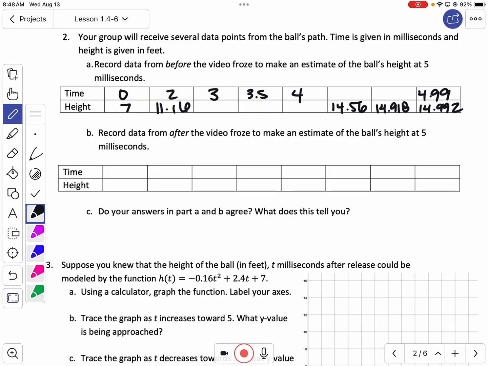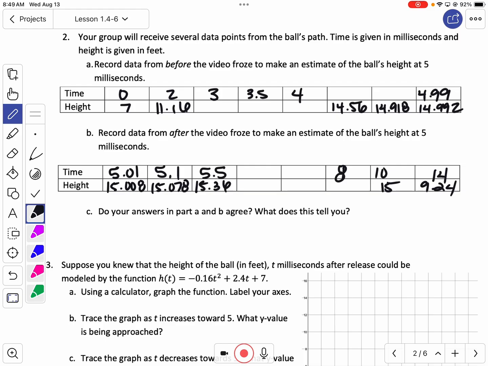We do that same thing for afterwards: 5.01, 5.1, 5.5, and so on until we get to 8, 10, and 14. Okay, and then we'd put in our values, 15.008, 15.078, 15.36. As we get farther away, at 10 we have 15, and at 14 we have 9.24. Okay, so those were the values that they gave us. All right, fill all those in.